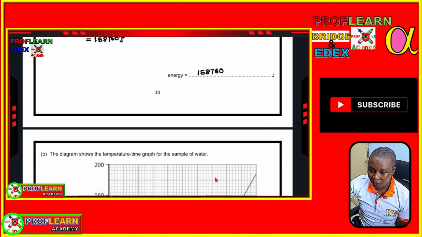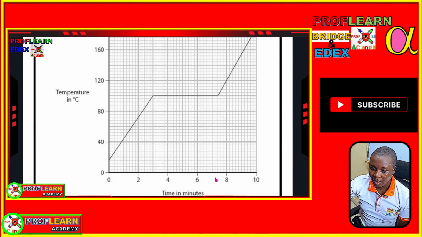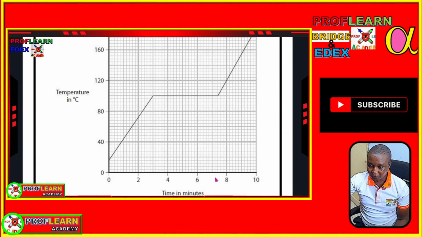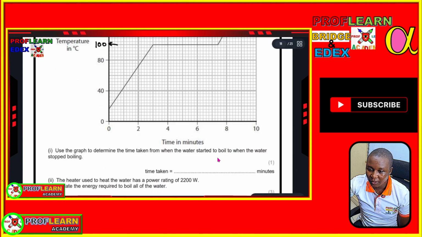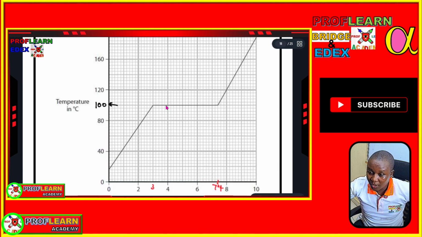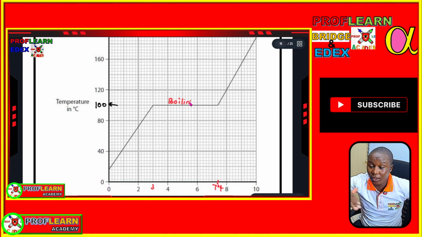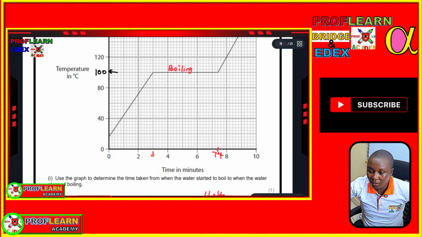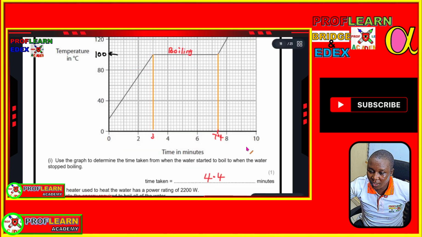The diagram shows the temperature-time graph for a sample of water, and we are supposed to identify the time when boiling is taking place. We can see here it is between these points, and this is 7.4, so the time is 7.4 minus 3, which is 4.4 minutes. And of course you are using this level. This is where there is a change of state, and we are just reading these values here so that we can get our answer in that case.